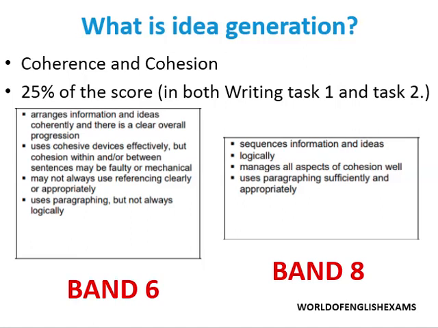Then let's look at it. In this point itself, you get the term ideas. So if you are able to arrange the information and ideas coherently, however, there are some other errors which are leading to a drop in the band scores.